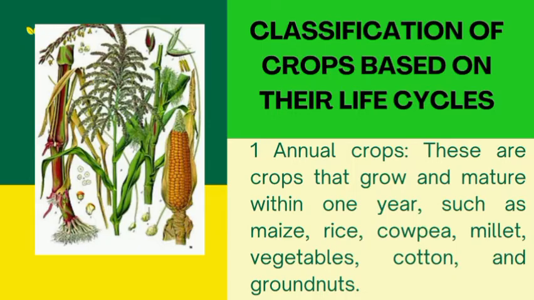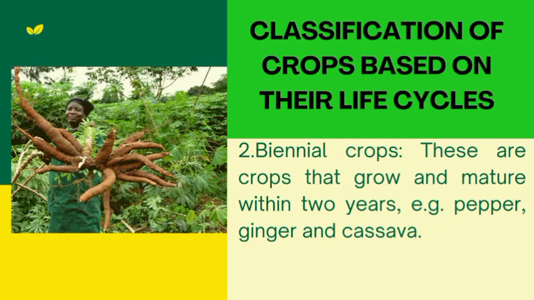Number 2, then we have biennial crops. Biennial crops are crops which grow and mature within 2 years. They grow and mature within 2 years. If you plant them this year, they can take more than 12 months. A year is 12 calendar months, so they can take more than 1 year.